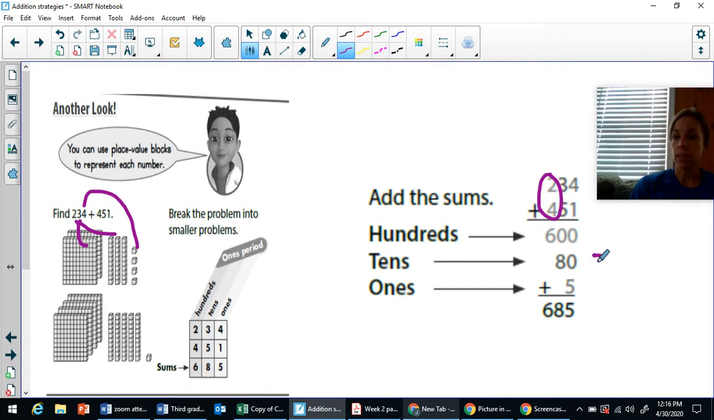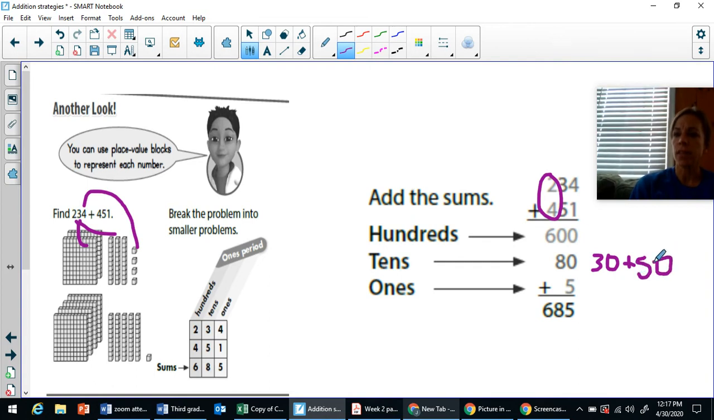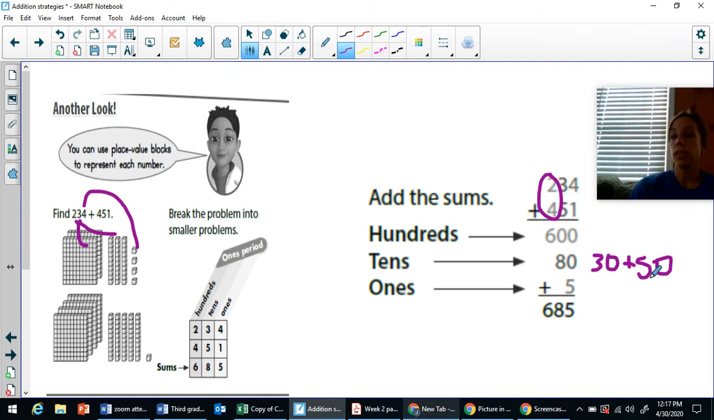Let me say that again. That 3 and that 5 really represent 30 plus 50. I feel like a lot of times when children are adding, I hear them say, well, that stands for 3 and that stands for 5. And that's actually the biggest no that I hear. It actually represents 30 and 50. And we know that 30 plus 50 equals 80.